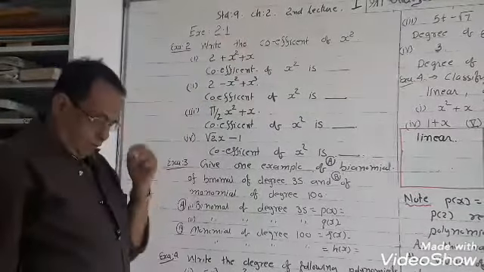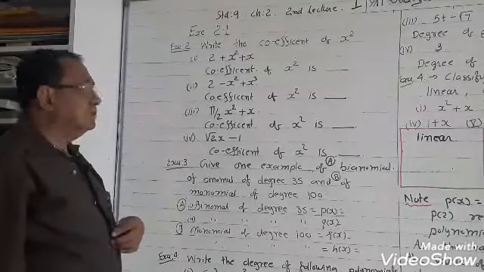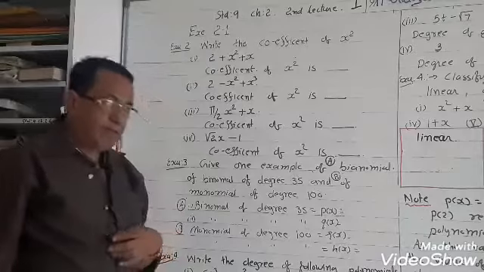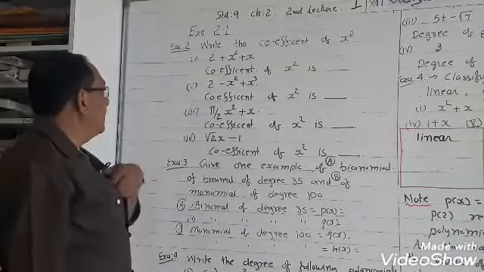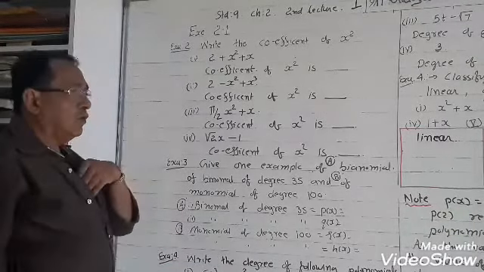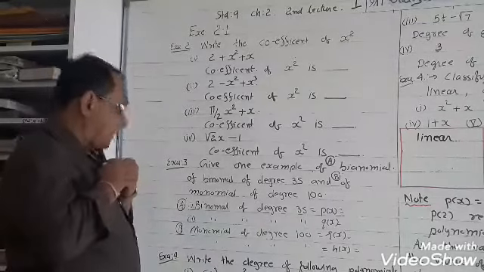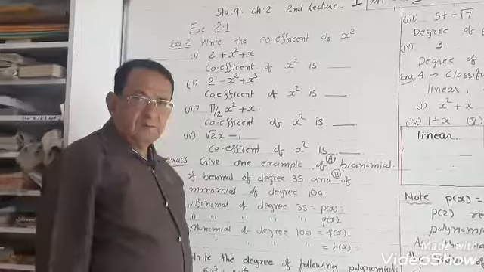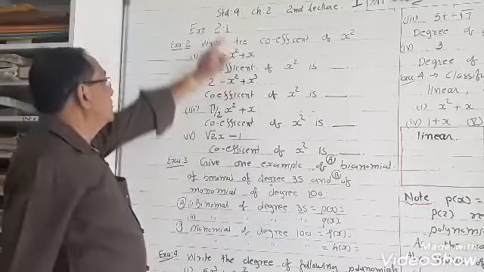Exercise number 2.1. Yesterday we have seen example number 1. Today we will see example number 2. Write the coefficient of x square. And delete, the button appeared. Okay.